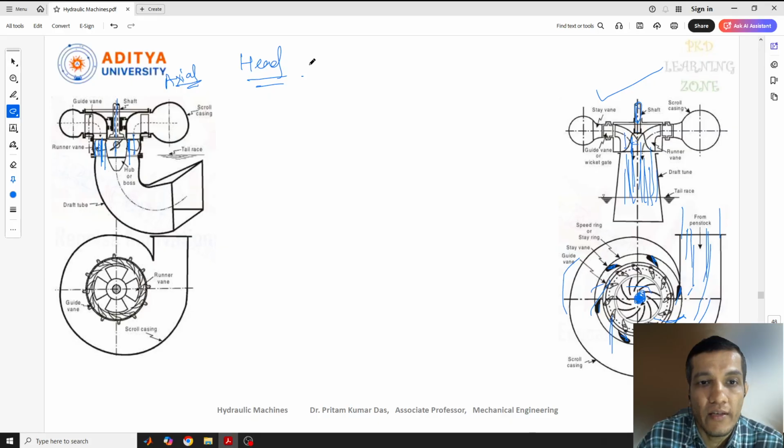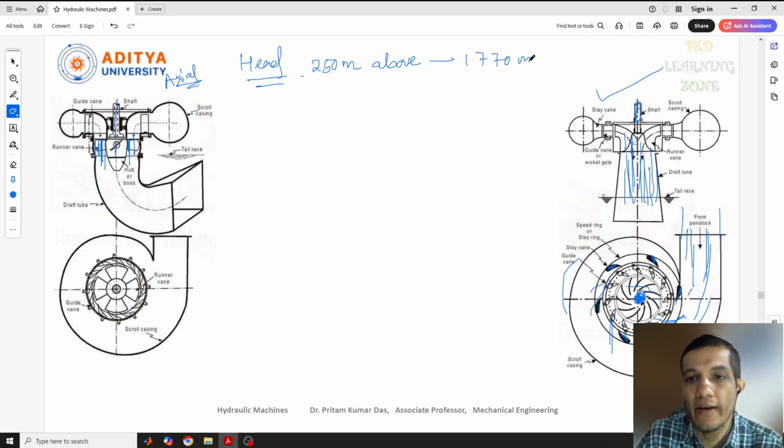High head means above 250 meter. The turbine can work above 250 meter, up to a range of, we can say, 70 meter. This is one range they have given, near about 6,000 feet. And what is the example of this high head? The example of this is the Pelton turbine.